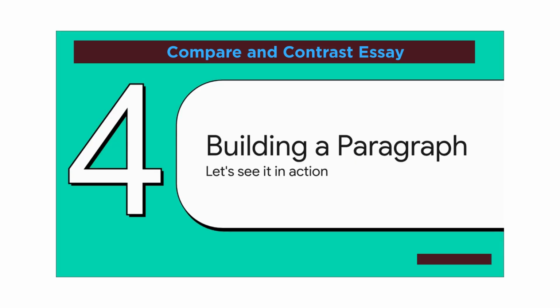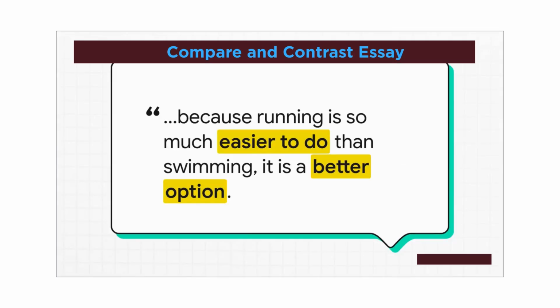All right, enough with the theory. Let's get our hands dirty and actually break down what a real paragraph looks like. We're going to use that point-by-point method we just talked about and focus on our ease of access argument. Every single great paragraph kicks off with a killer topic sentence. Just look at this one. It doesn't just say, this paragraph is about access. Boring. No, it makes a claim. It says, running is easier to do, and because of that, it's a better option. It tells the reader exactly what you're about to prove.